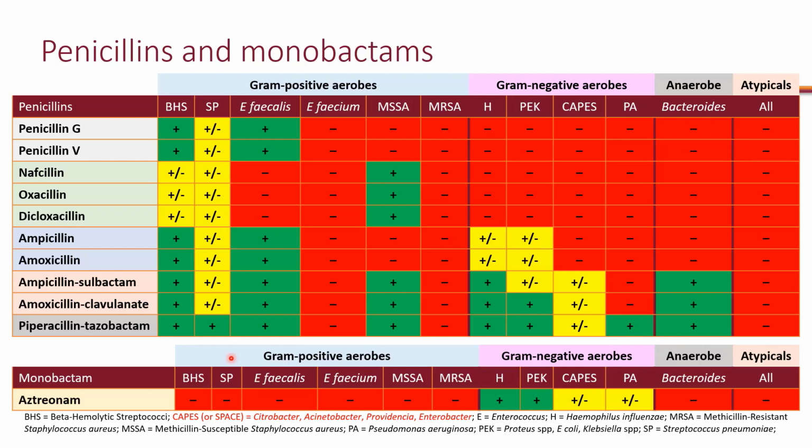Now, the only monobactam on the market is aztreonam, and it's important to note that aztreonam does not have activity against any gram-positive organism, so it's all red for gram-positives. Now, it does have some good activity against some of the gram-negatives, including H. flu, as well as some of the Enterobacterales. However, it does have somewhat poor activity against Pseudomonas. So over time, the activity of aztreonam against Pseudomonas has decreased. And moreover, it doesn't have activity against Bacteroides or atypicals.